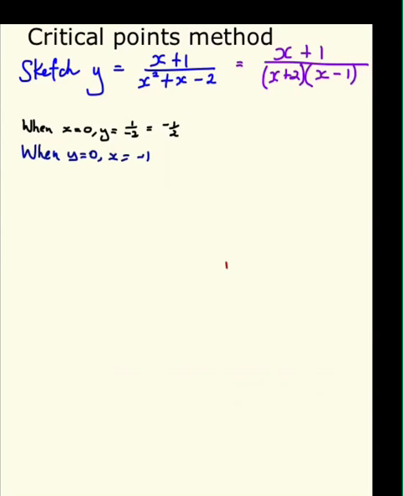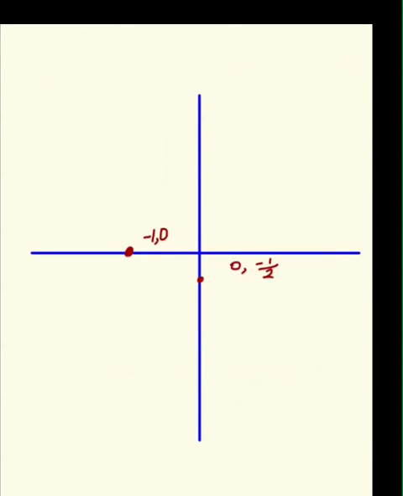Okay, we start the critical points method by just looking at the intersection points as we would normally do with graphs anyway. When x is 0, we substitute and get negative a half, and when y is 0, how do we make y 0? The numerator has to be 0. So there's our first 2 points, and as you go through the information, what we want to be doing is plotting these points and these regions consistently as we go.